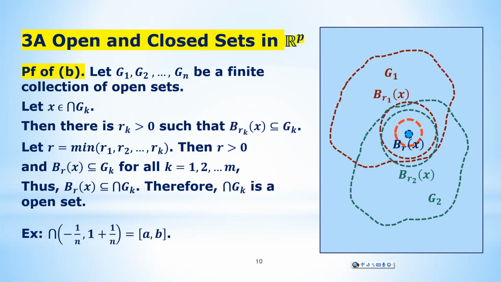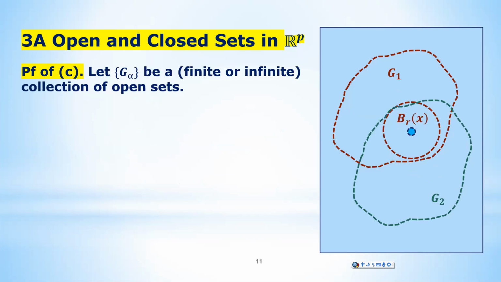So this shows that for these properties, we must make a restriction on the number of open sets involved. Only when you have a finite number of open sets can you be sure to say that the intersection is also open. Otherwise, the intersection may not be open. Okay, so this is part B in these properties. Now part C is much simpler. In part C, we're talking about union.